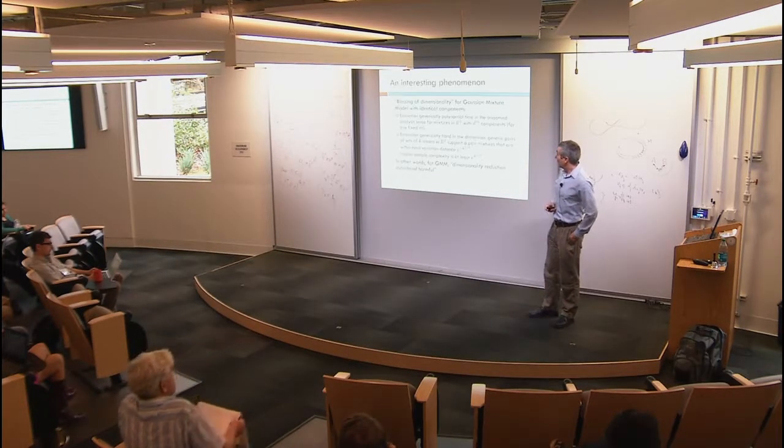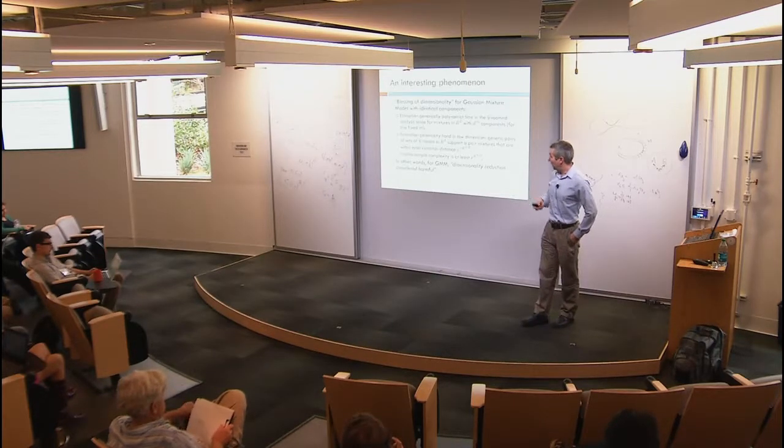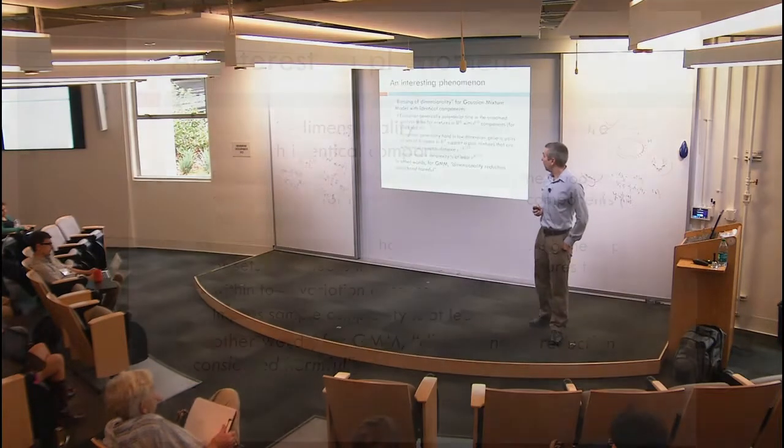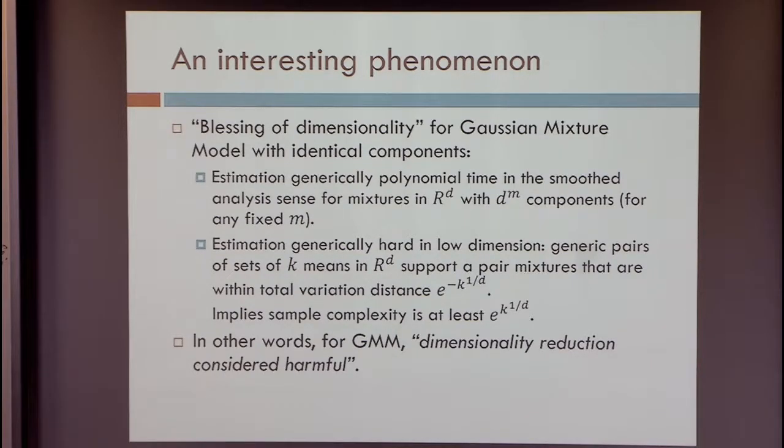Instead, in our work, as well as a simultaneous work of Charikar et al., it is shown that if you don't project and you start with a problem in high dimension, then you can efficiently estimate the parameters of at most a polynomial number of Gaussians in dimension d. But if you project, or you start with a low-dimensional problem, that's hard. This is what we call the blessing of dimensionality, this combination of an upper bound and a lower bound for this particular problem.